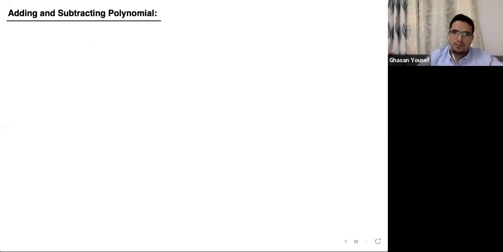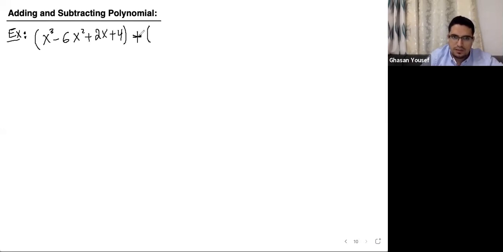So for adding, I'm going to give an example to explain how we can add and subtract polynomials. If I have two polynomials, x to the power 3 minus 6x squared plus 2x plus 4, plus another polynomial, x to the power 3 plus 5x squared minus 7x. So I have two polynomials with a sum sign between them. The question is to add these two polynomials.